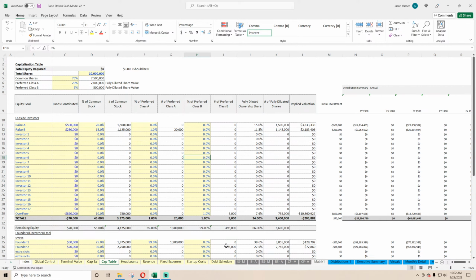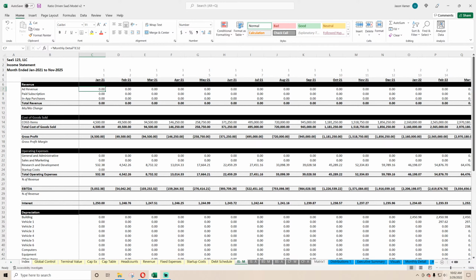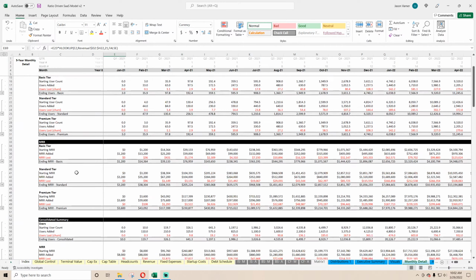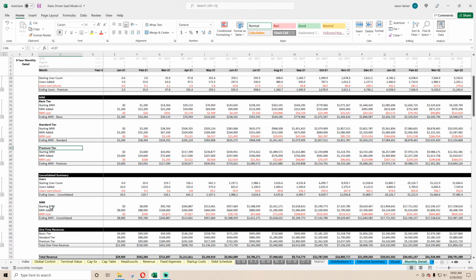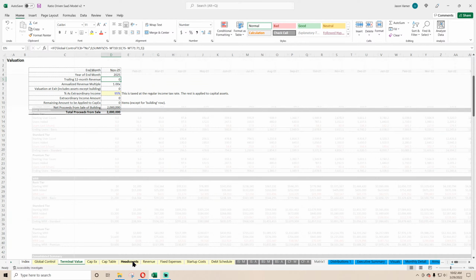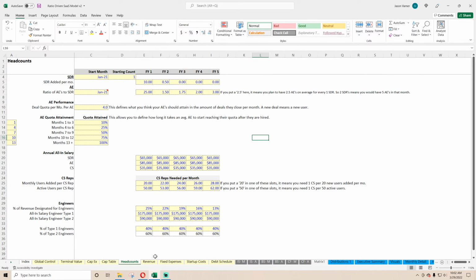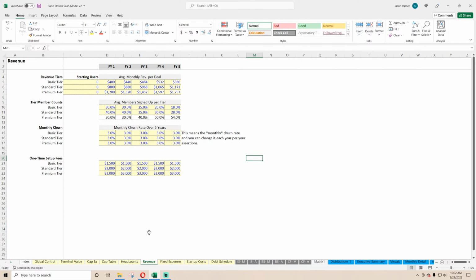So first things first, income statement. And in this model, we've got two revenue streams. We've got three different tiers of monthly recurring revenue from basic, standard, and premium tiers. And we also have one-time revenues, basic, standard, and premium, which is all driven by the assumptions tab here. This is driving total new customers, and then this is driving the pricing of those.